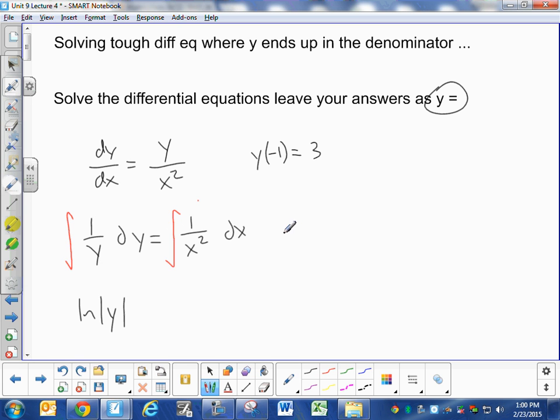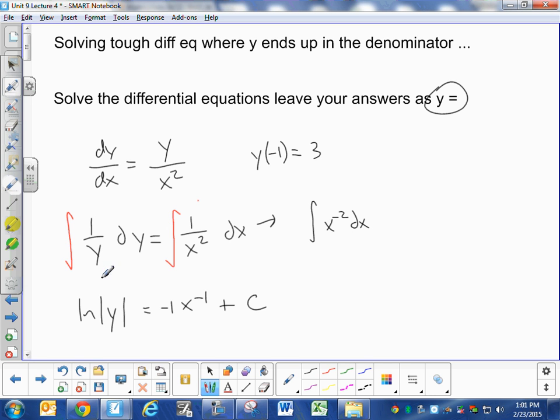You use the power rule for anything other than 1 over x or 1 over y or 1 over u. This is x to the negative second. The antiderivative, you'd add 1, multiply by the reciprocal. Yes, you'd have a plus c on the left, but you have a plus c on the right. You combine the plus c's. Okay.